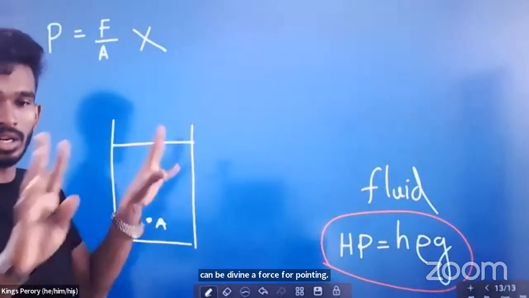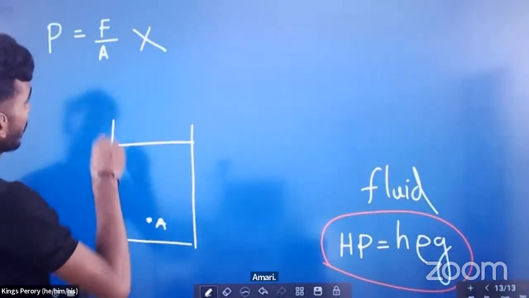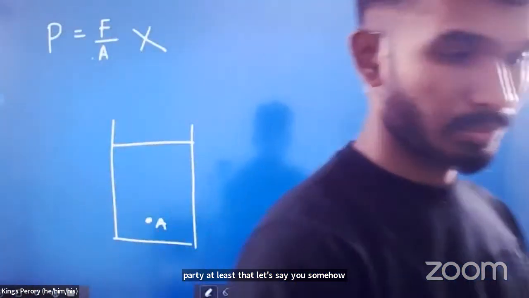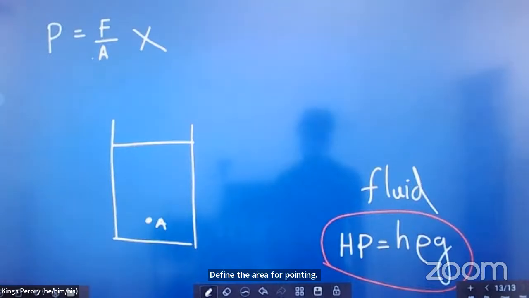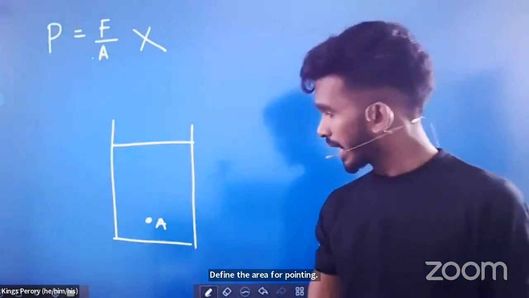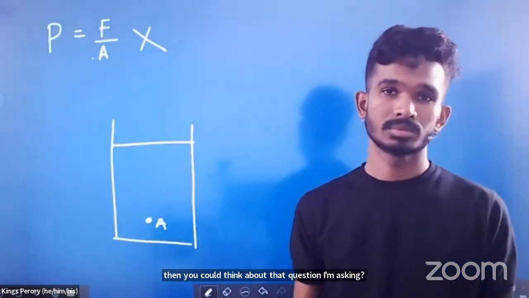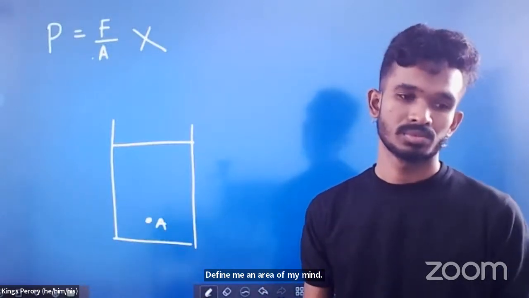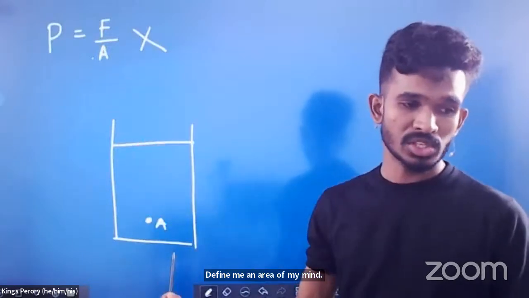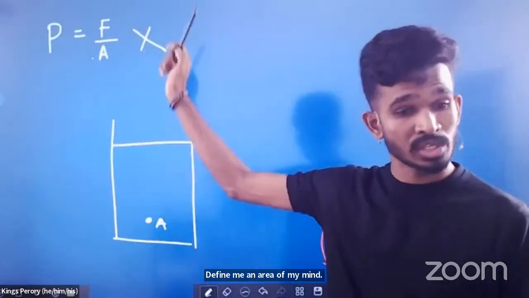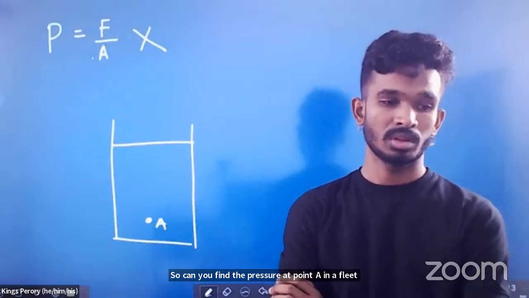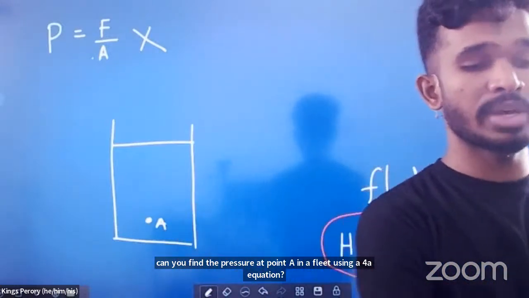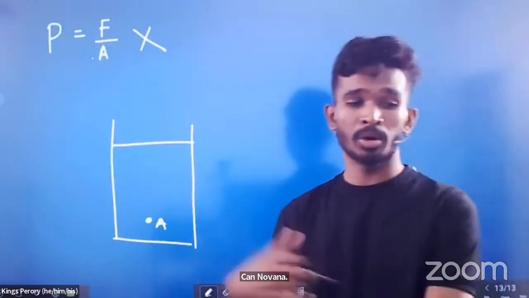Or at least, let's say you somehow define me an area for point A. Think about that question I'm asking. Define me an area for point A. So can you find the pressure at point A in a fluid using the F over A equation?